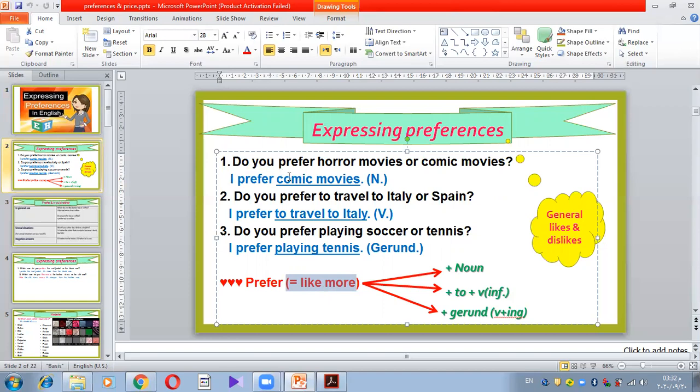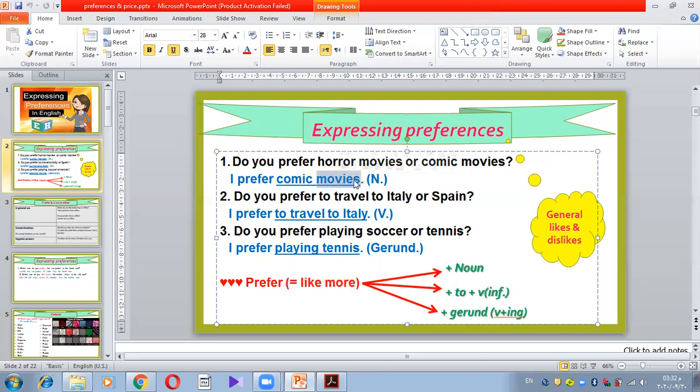Okay? So I prefer comic movies. I prefer to travel to Italy. I prefer playing tennis. So here preferences means you are speaking generally, about general likes and dislikes, something that you like or you don't like. Okay, if you notice here, I prefer comic movies.